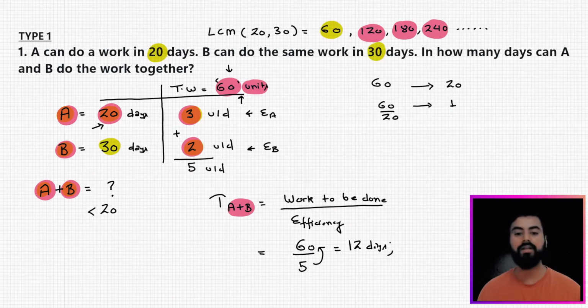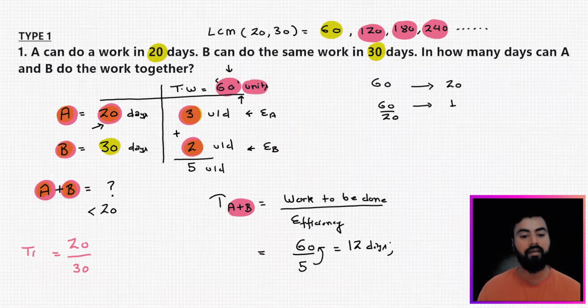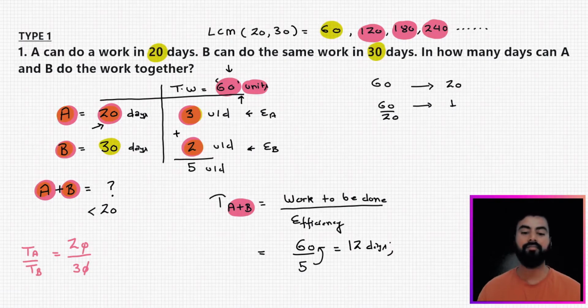So I hope you were able to understand how to use the LCM approach to find out the answers on problems based on individual efficiency. Now, there are more things which I want you to understand further. If I ask you to find out the ratio of time taken by A and B, you would say, sir, A has taken 20 days while B has taken 30 days. What I'm calculating is the ratio of time taken by the two persons, A and B. You realize, okay, the ratio is 2:3.